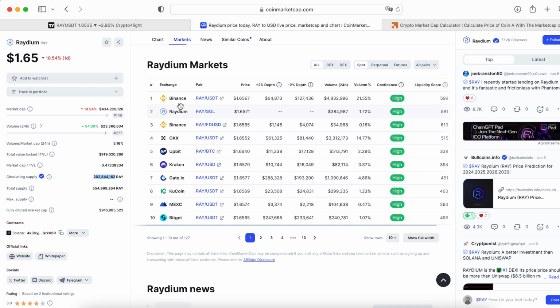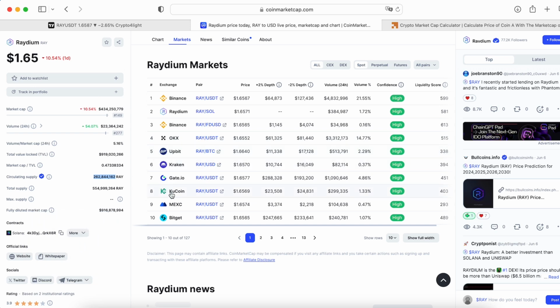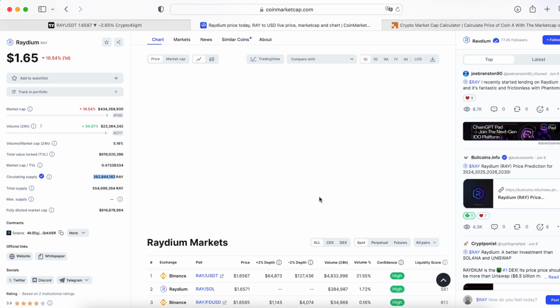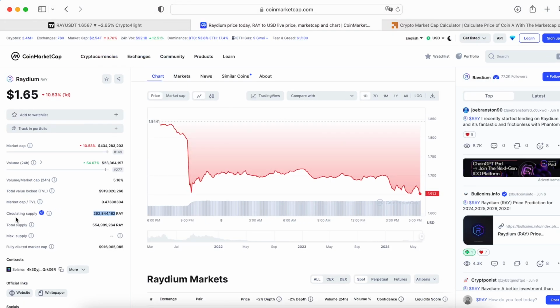almost all major exchanges. Just exclude Coinbase, and Binance with the FDUSD trading pair, OKX, Upbit. Upbit is really important because it's the Asian market. Kraken, Gate.io, KuCoin, MEXC, and BitGet, and many others. Also, we got pretty good trading volume. So we get a circulating supply of 262 million. This is not billions or so.